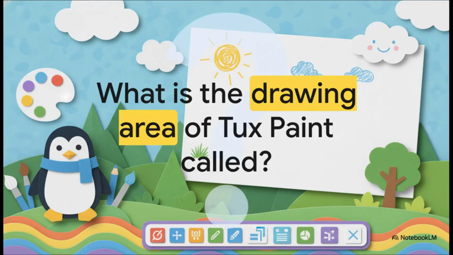Time to test what we've learned. Here's our first multiple choice question from the back of the chapter. What is the drawing area of Tux Paint called? Is it A, toolbox, B, selector, C, color palette, or D, canvas? Take a second to think back to our breakdown of the window.